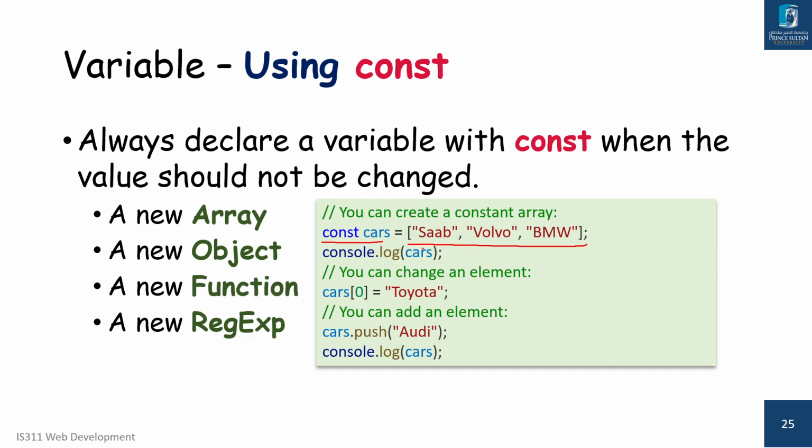Then if I try to log it, it prints the whole array on the console in the browser. And then I can also go and change this value from Saab to Toyota. So this Toyota will come down here at the zero index value.